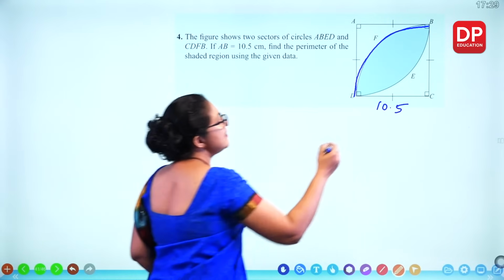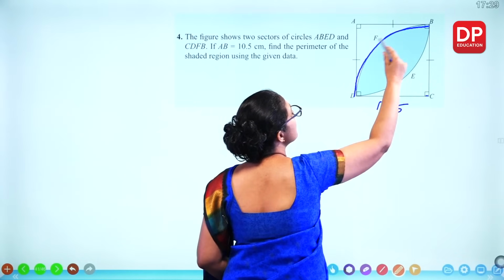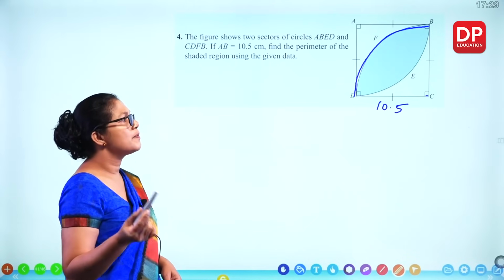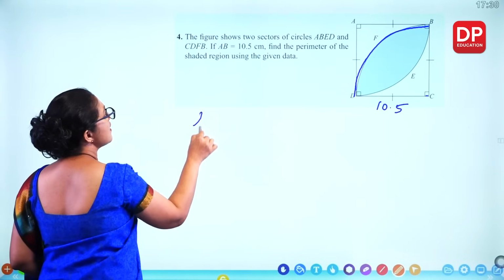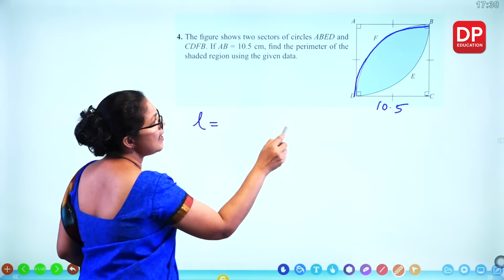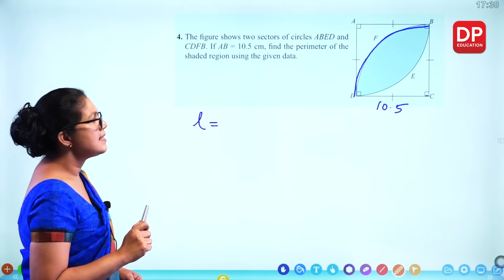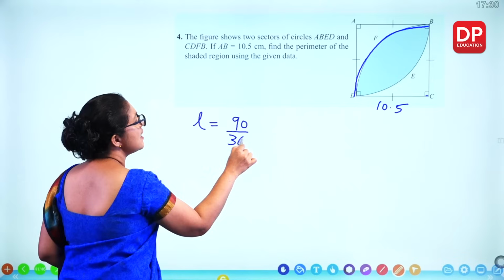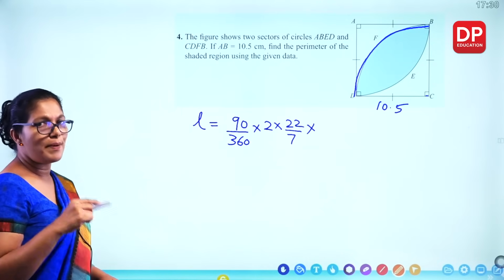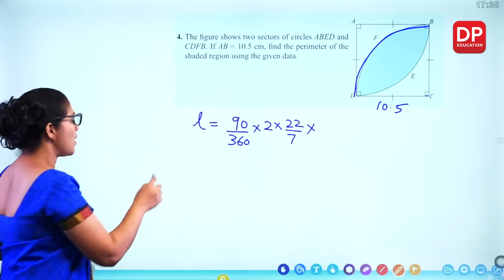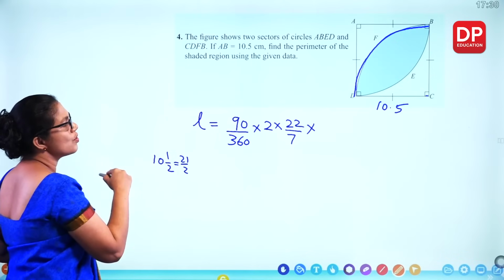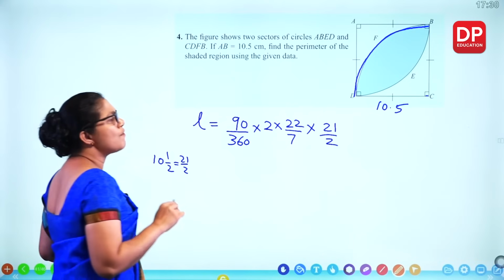So here if you take this as the center, this is the arc length. First thing you can find out the arc length. You get the same arc length on the other side, just multiply by 2. So what's the arc length of one side? You can take 10.5 as the radius. What's the angle there? This is a quarter of a circle. Angle is 90 degrees. So 90 over 360 times 2 pi, pi is 22 over 7. What's the r value? 10.5. Better to convert to fractions. What is 10.5? 10 and a half, or 20 plus 1, 21 over 2. So you can write 21 over 2 instead of 10.5.